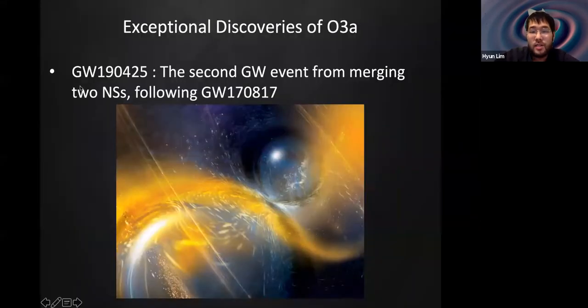Another discovery I'd like to mention from O3A is GW190425. This is the second gravitational wave event from the merging of 2 neutron stars, following GW170817, which is the first neutron star merger from LIGO O2.